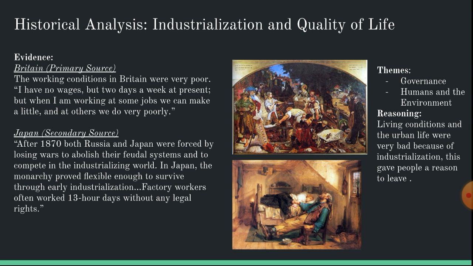These pieces of evidence illustrate poor work and living conditions during the Industrial Revolution in Britain and Japan. These conditions encouraged migration from the bad conditions of urban areas to more rural areas.